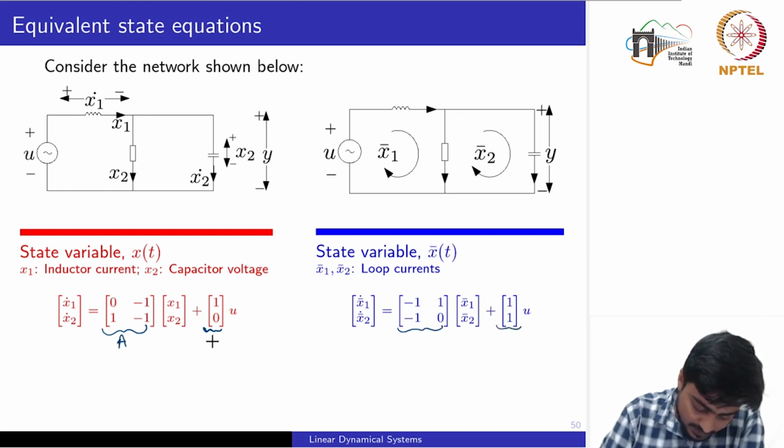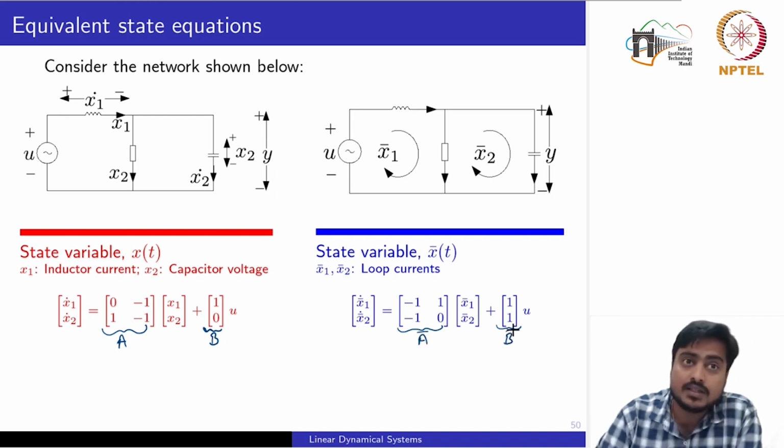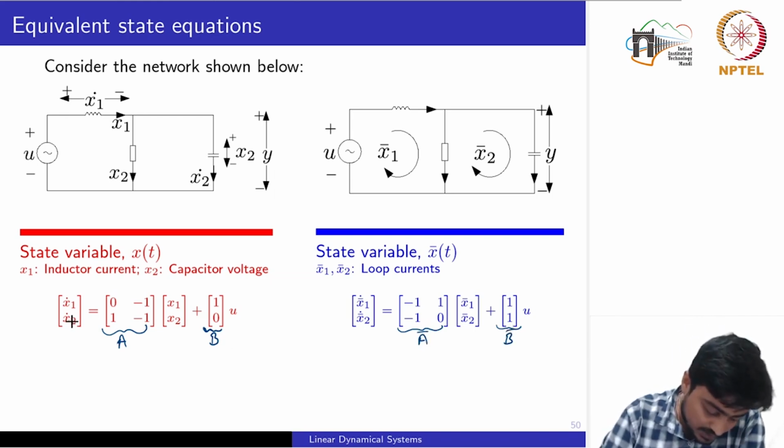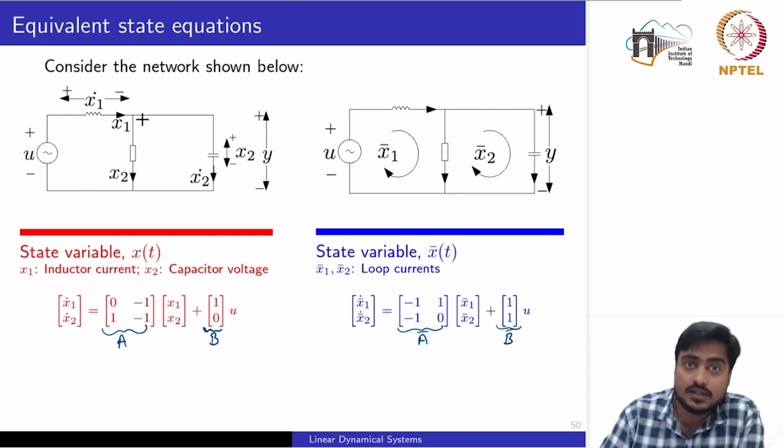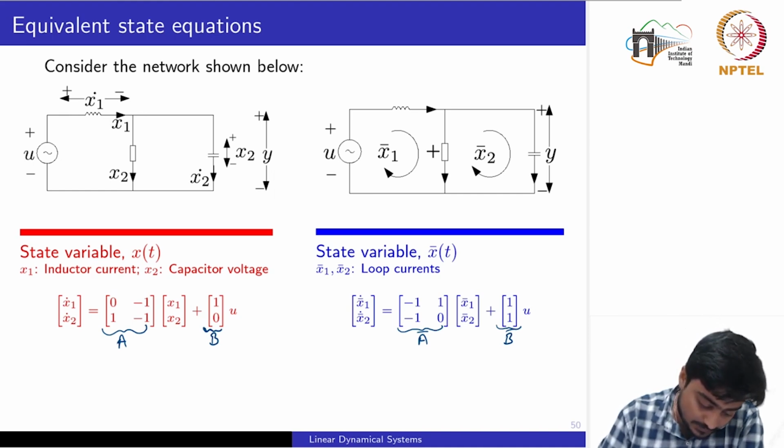Let's denote this matrix A, this matrix B, and similarly this A bar and B bar. If we pay attention to this first set of state variables, we know that x1 dot is given by minus x2 plus u, which we get by solving the loop equations for both the circuits, considering x1 as a state variable and x1 bar as a state variable.